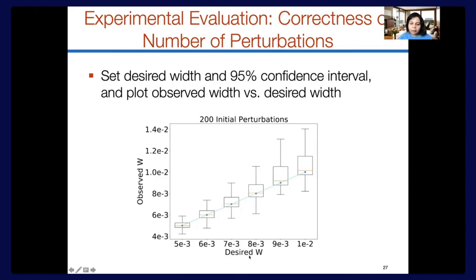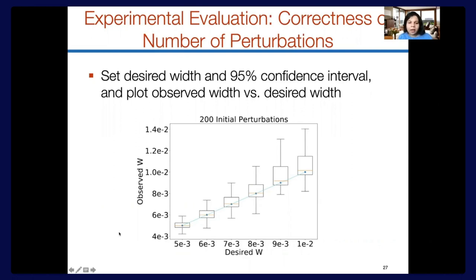In some sense, this line should look exactly like this, because that means whatever you have set as the desired confidence interval width is what you are observing in practice after running our method, right? So here we set this as desired, and roughly you can see that we are observing 5 E-3 here as well. That shows us that our observed credible interval widths are well calibrated with the desired credible interval widths that we wanted.